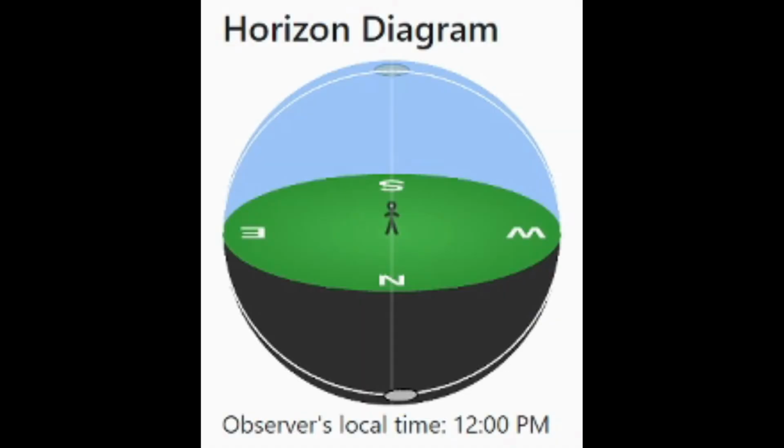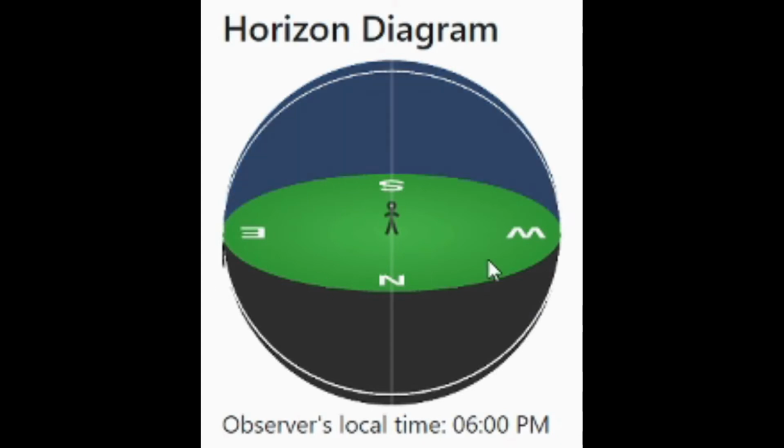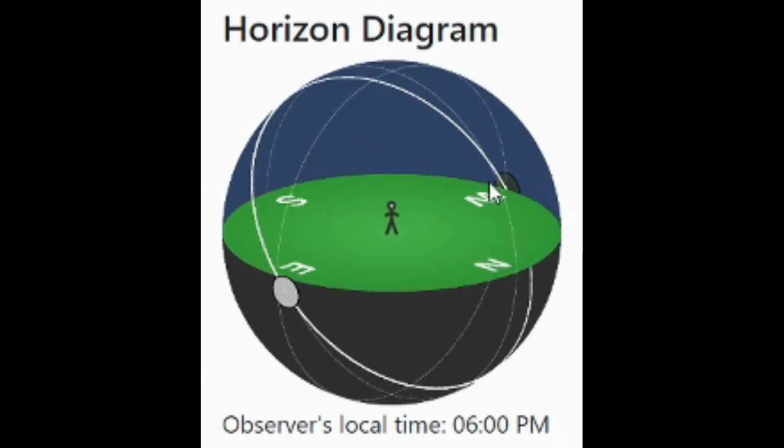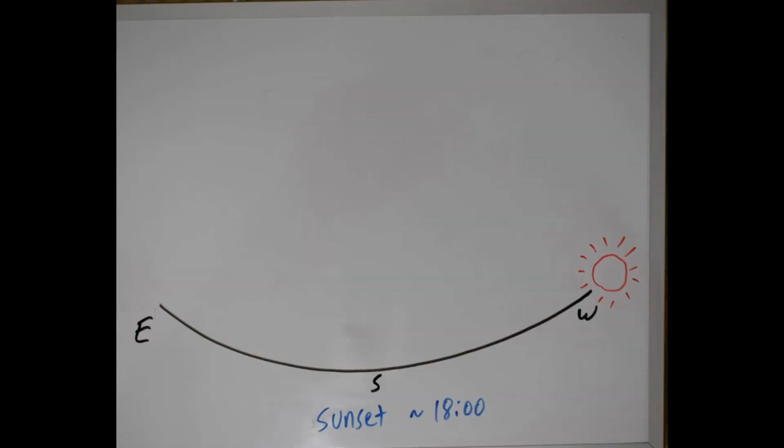Now let's move to sunset. So advance the time to 6 p.m. Now the sun is here in the west, the sun is setting. And we can represent that in a drawing like this. As we can see, the sun is setting in the west. It's 6 o'clock p.m. or 18 o'clock in the 24-hour time. So again, we have the horizon and the movement of the sun across the sky.